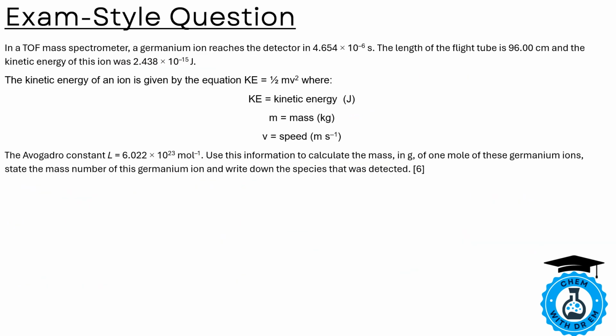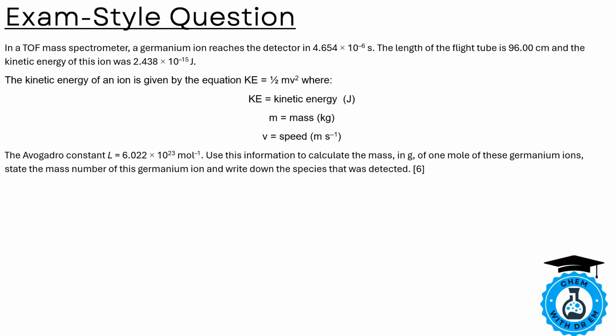So now it's your turn to try an exam style question. Again, if you pause this and have a go yourself, I'll go through the answer in a moment. I will just give you a hint that this is actually a 6-mark question rather than a 4-mark question. And at the very end of this question, you have to do 2 extra things. You have to state the mass number of the specific germanium ion and write down the species that hit the detector that was actually detected. So that's a little bit of a clue for you to think about. So if you pause your screen now, have a go at this on your own. I'll go through the answer in a second.